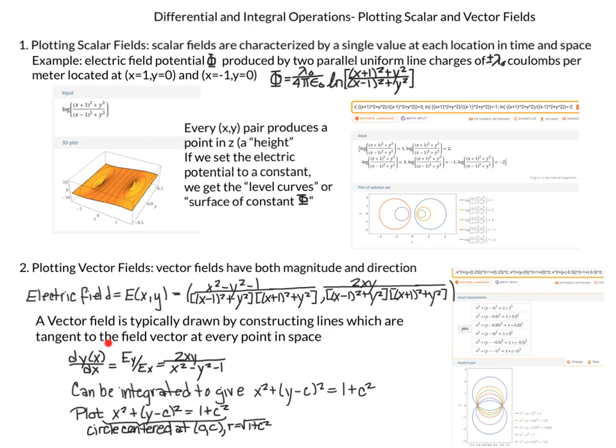And to do this, we note first, to get the tangent of our vector field, that's simply rise over run, or e to the y over e to the x, which fortunately things canceled out, and we got 2xy over x squared minus y squared minus 1. And this equation here, then, we can integrate to give x squared plus (y minus c) squared equals 1 plus c squared. So for every value of c, we see that this is a plot of a circle centered at (0, c) with a radius of square root of 1 plus c squared.